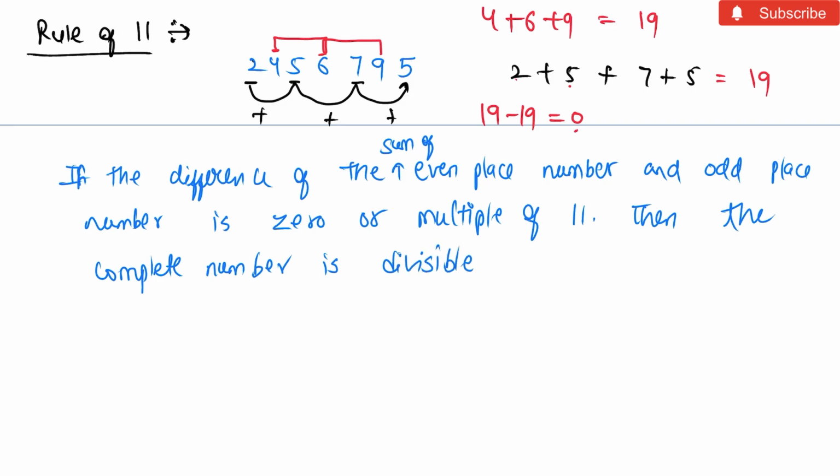And after this, we can check number by proper division. Okay, like after 11 we have 12. So 12 is 4 3 is 12.